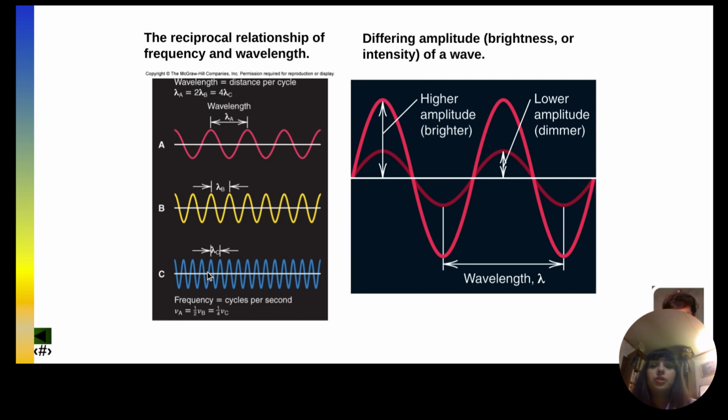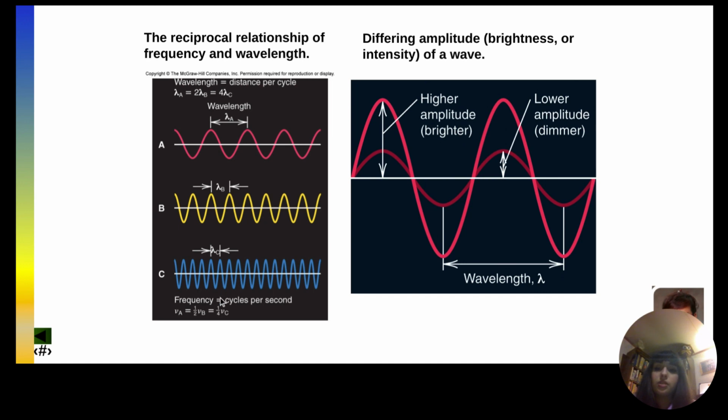So here is showing the reciprocal relationship of frequency and wavelength. So here, from the top of each of these bridges, basically, is your wavelength. So from the top of this to the top of this, or you could say from the bottom to the bottom of this. So here you can see that we have a long wavelength, we have a shorter wavelength, and we have an even shorter wavelength down here at C.